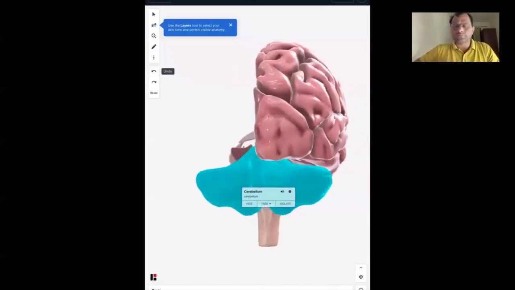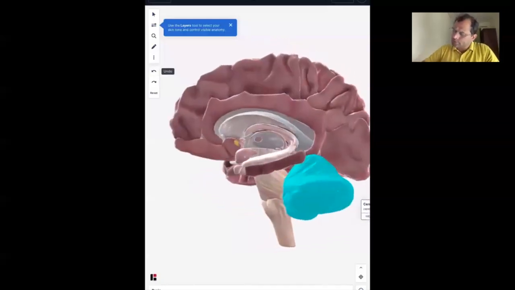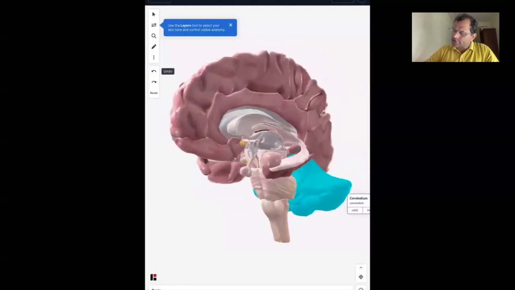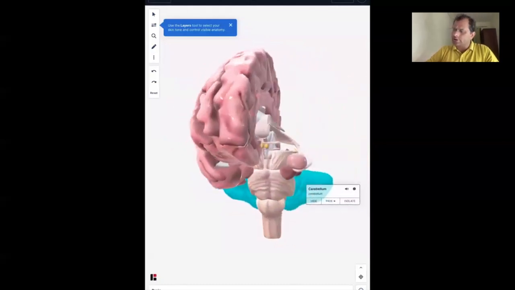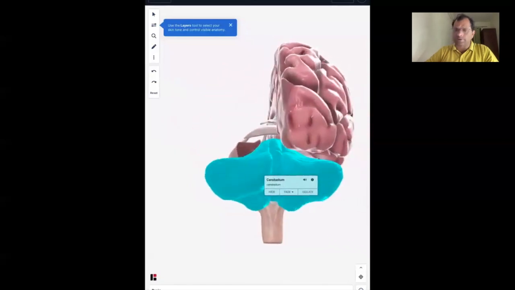So this is the cerebellum. Now, because we were looking at the brain from the front side, now we are turning and looking at the brain from the back side, we can see the cerebellum.